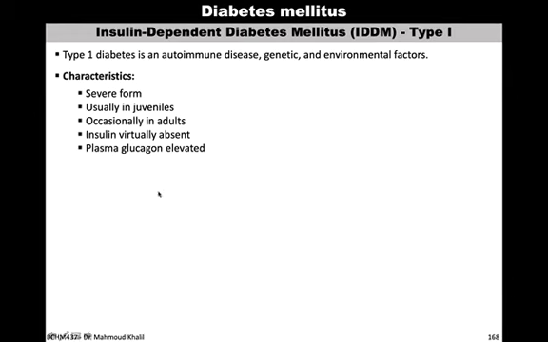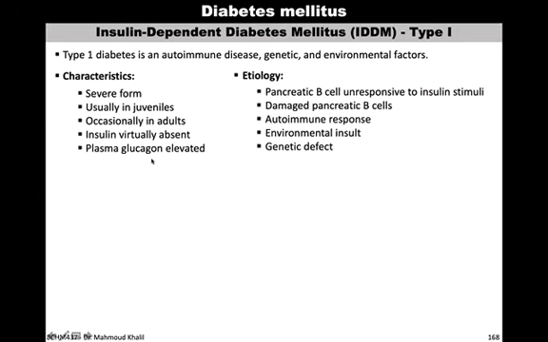And of course the plasma glucagon will be elevated. As for the etiology, the pancreatic beta cells are unresponsive to insulin, and they are damaged pancreatic beta cells due to autoimmune response and due to some environmental insults.